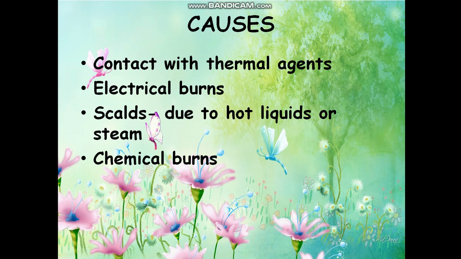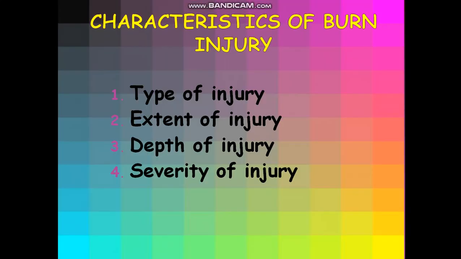Next, characteristics of burn injury. According to the characteristics, burns are mainly classified according to the type of injury, extent of injury, depth of injury, and severity of injury. Type of injury is how it happens, extent of injury is how much, and depth is how much it affects the body, the intensity, and the severity of injury. These are the major classifications for burn injury.